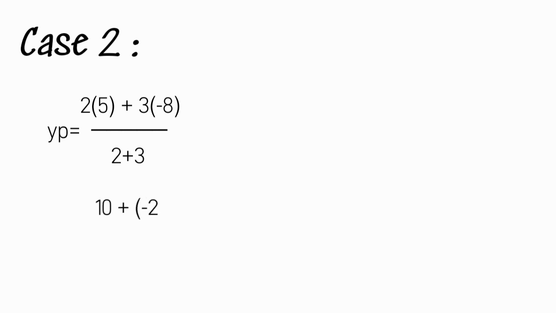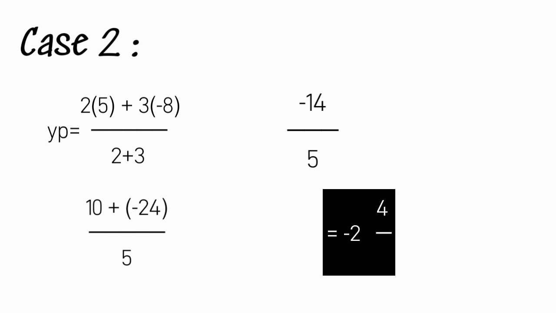For y sub p, 2 times 5 plus 3 times negative 8 over 2 plus 3 is equal to 10 plus negative 24 over 5 is equal to negative 14 over 5. Negative 14 divided by 5 is equal to negative 2 and 4/5. Negative 2 and 4/5 is y sub p.